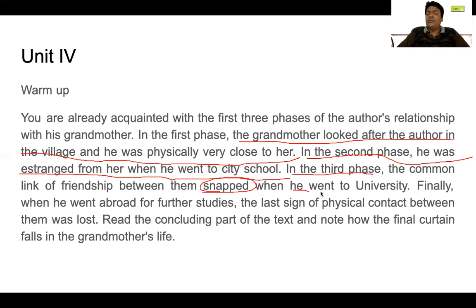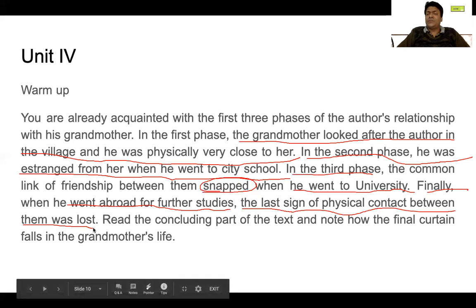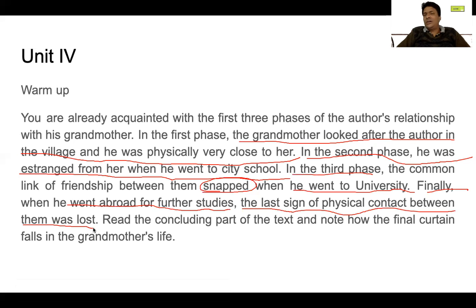Now when the writer went to university, right? Finally, when he went abroad for further studies, after coming out from the university, the writer has to go abroad for further studies, right? And the last sign of physical contact between them was lost. It means that from now onwards, the writer did not get an opportunity to meet the grandmother physically. In university, he sometimes used to come home, but after getting into further studies, his physical contact with the grandmother was lost.